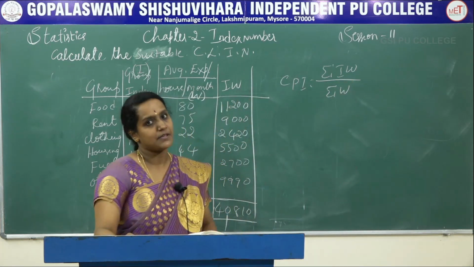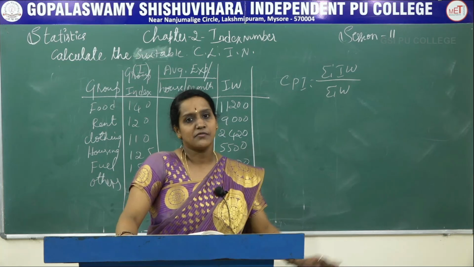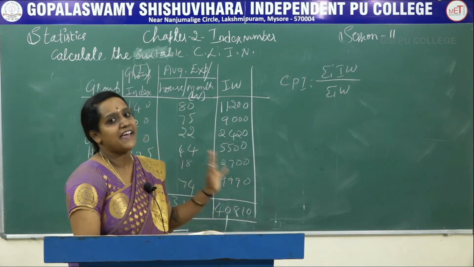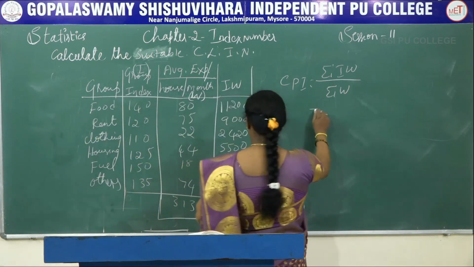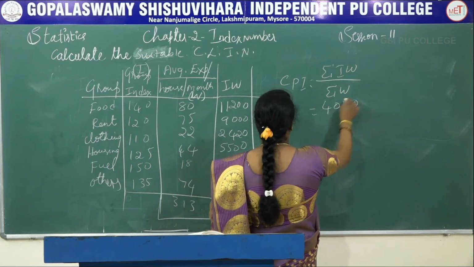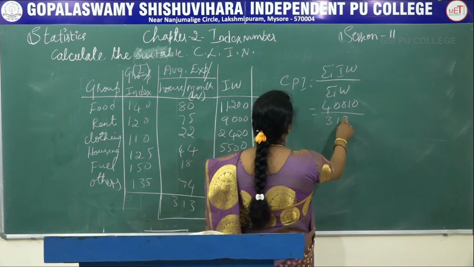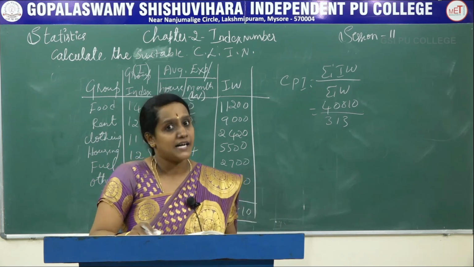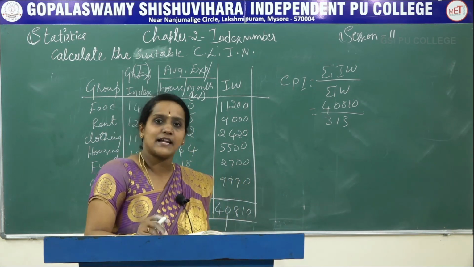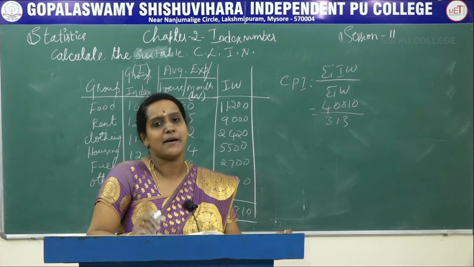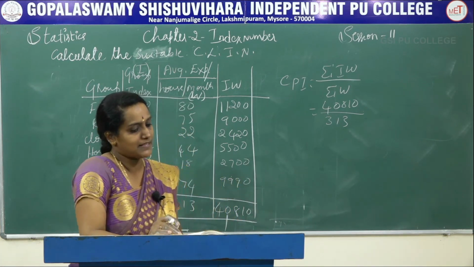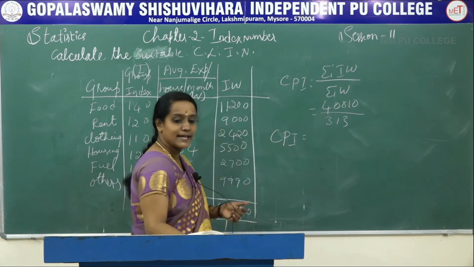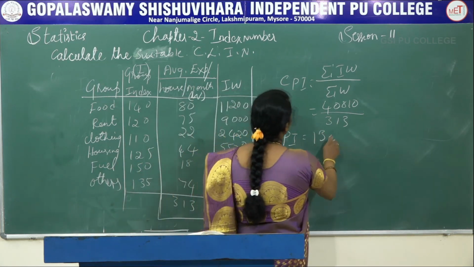Instead of price, they have given the index, so we have taken the product of index with the expenditure. Now I will substitute the values: 40810 divided by 313. Again, in the formula we will not multiply by 100, because while calculating the index they have already multiplied by 100. So our consumer price index number or cost of living index number is 130.38.